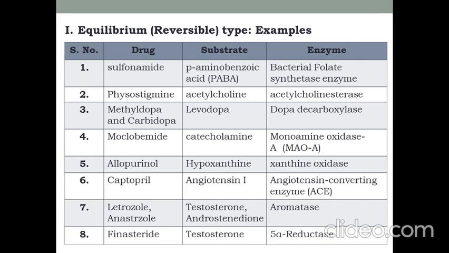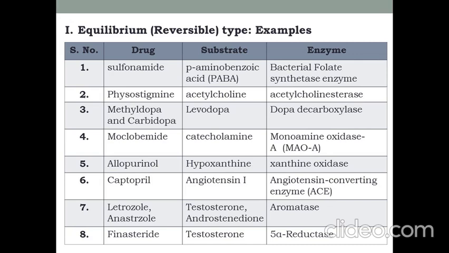Third example is methyl dopa and carbidopa. It is used in case of Parkinson's disease. So the substrate is levodopa. Levodopa and methyl dopa, carbidopa have similar structure and bind to the dopa decarboxylase enzyme.